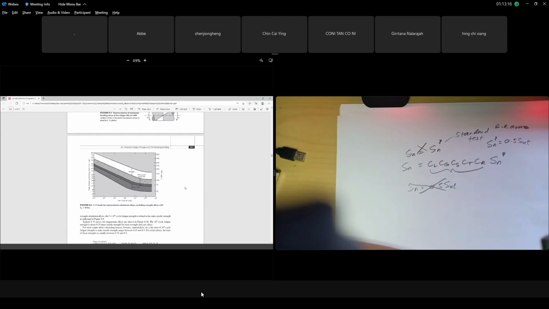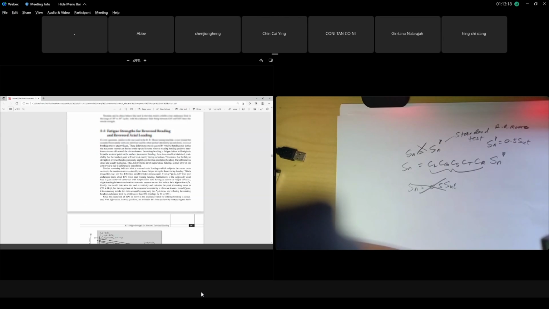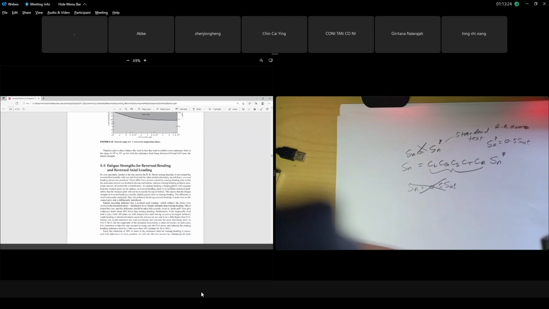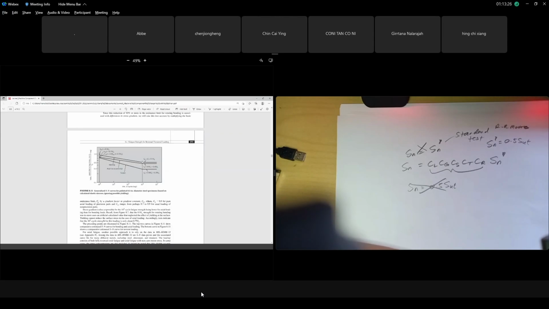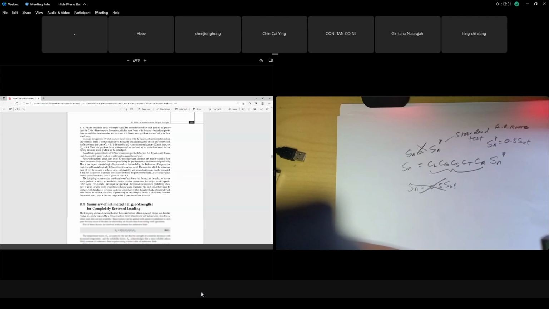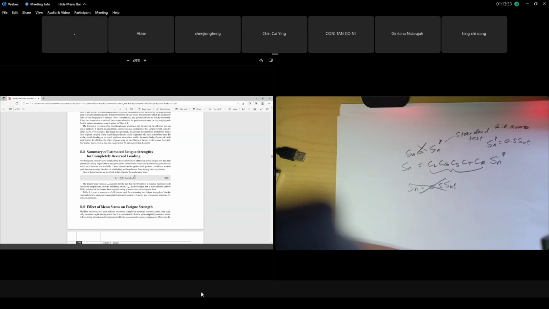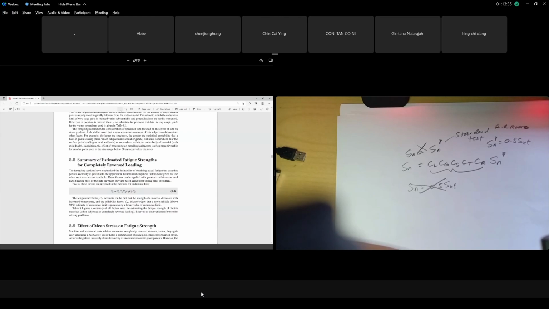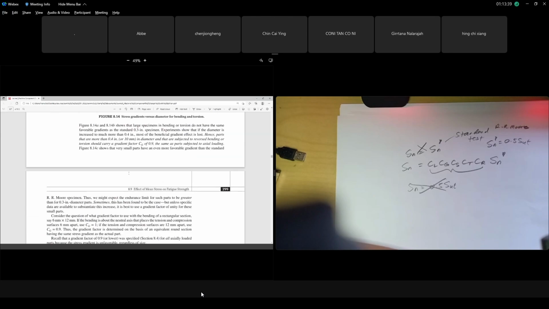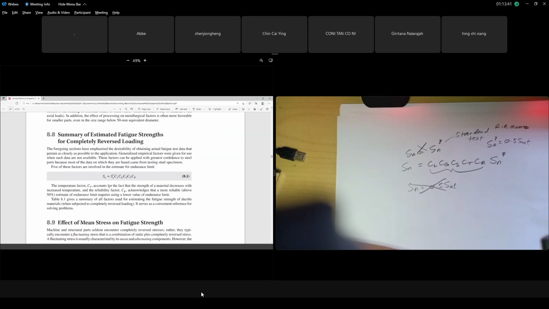I want you to focus on this. On this page, as I said, all materials have a plot like this, like the S-N curve, already explained. The endurance limit I mentioned just now is on page 299. Is there S_N prime times CL, CG, CS, CT, CR?